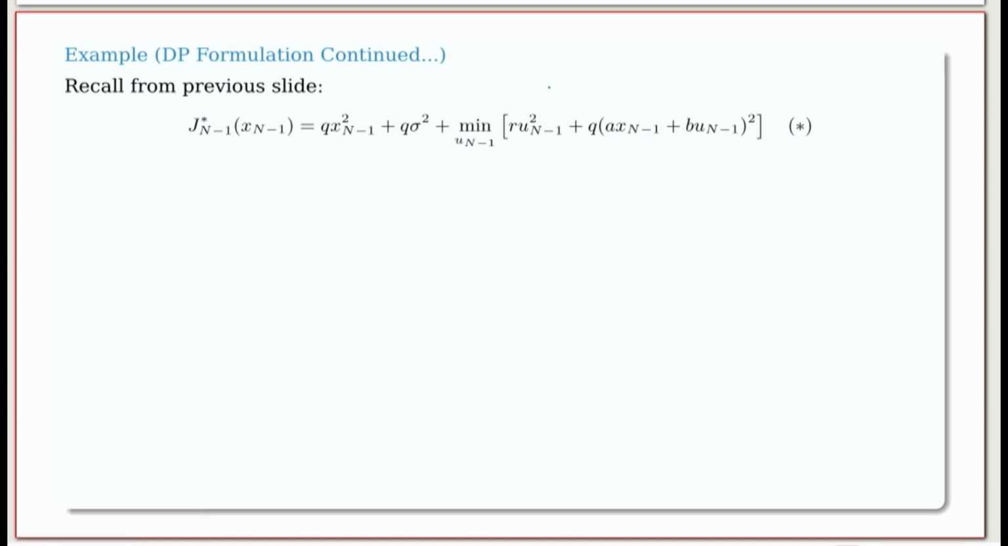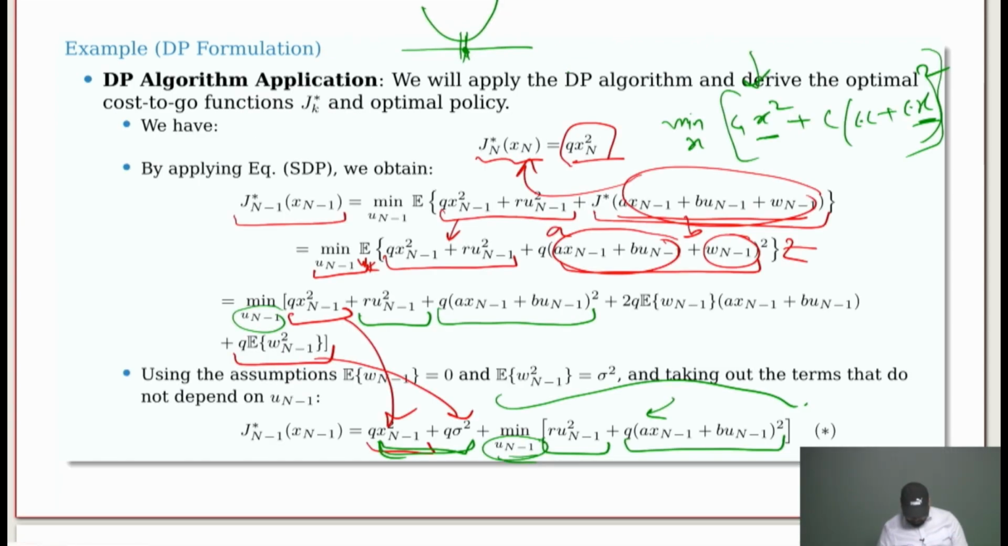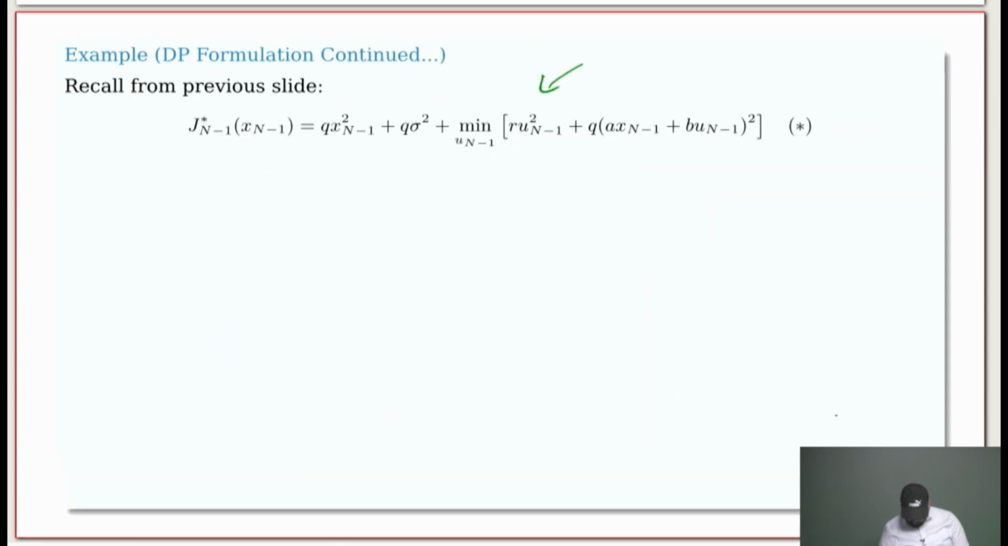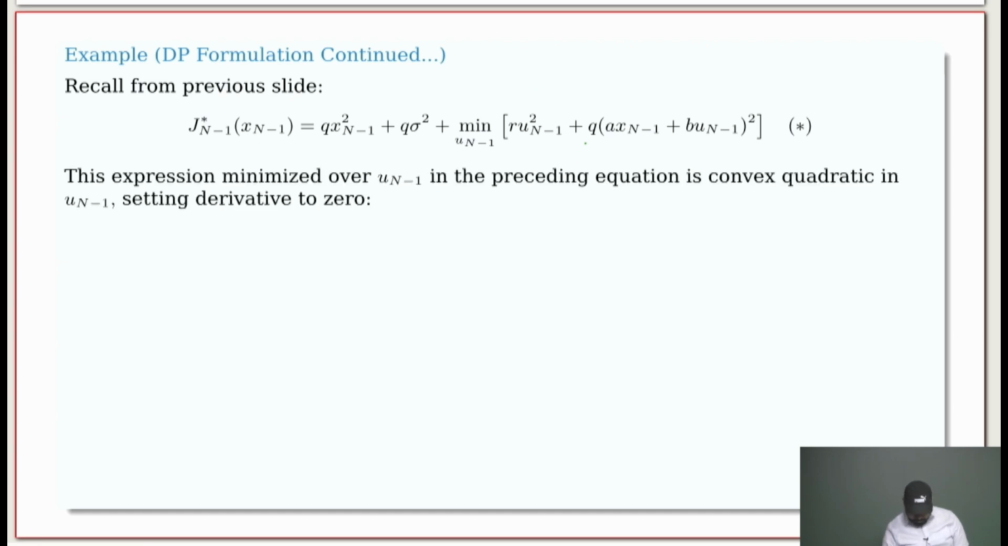This is the simplified cost function that we took from the previous slide. We just copied it again, and this is what we are supposed to do. This is a small optimization problem, a quadratic convex optimization problem that we are supposed to minimize. The expression minimized over u_{n-1} in the preceding equation is convex and quadratic in u_{n-1}.